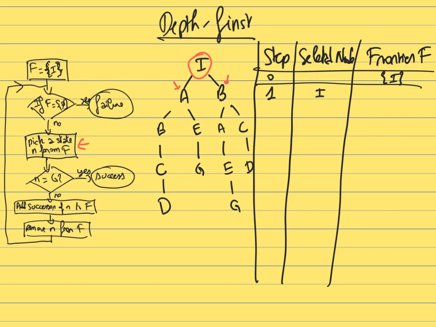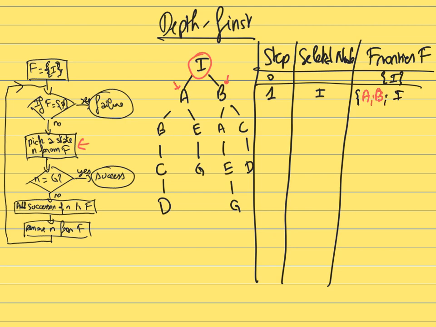Here the difference is that in depth first, we are going to add them at the beginning of the frontier, not at the end. We are going to add them at the beginning of the list. So let's see what this changes. Now we are going to add the two new successors, which are A and B. Those are the two new states that we found.